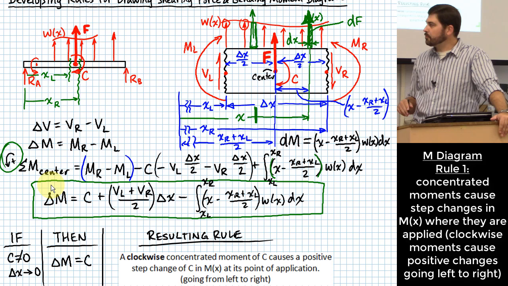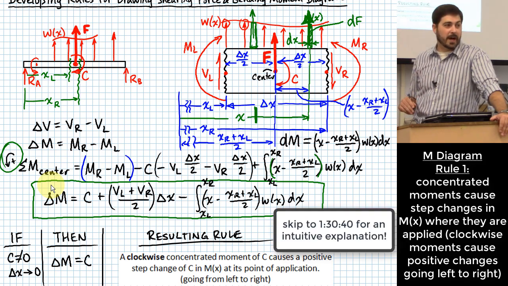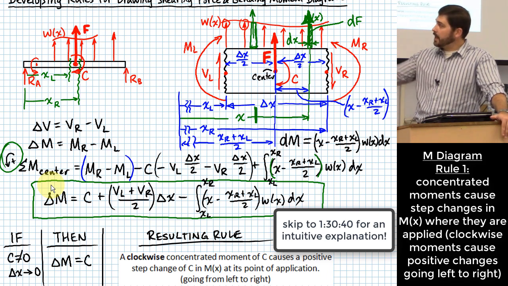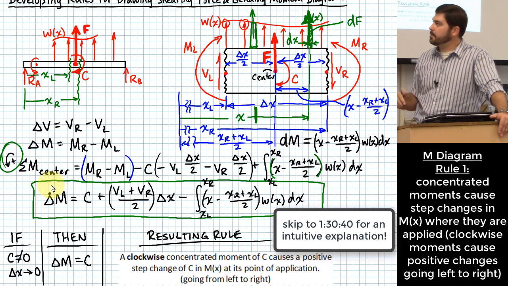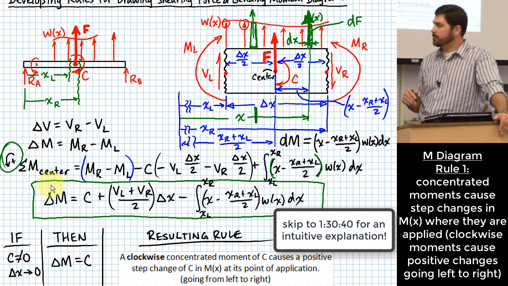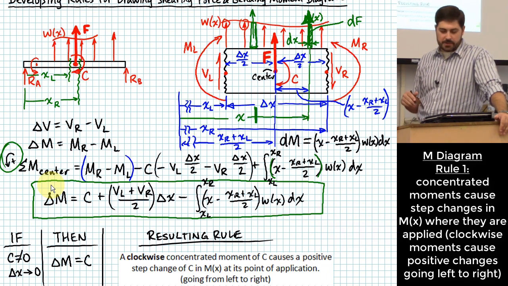This is counterintuitive for a lot of folks. I'll explain it a little bit better after a little while, but let's just take this as our rule for right now. The reason we know it's the rule is that I assumed C was clockwise in my original setup, and I worked through the math, and we're seeing here that the delta m is a positive C, right? So we believe it, right? I'll show you more intuitively why after a little while. Okay, so there's our first rule.